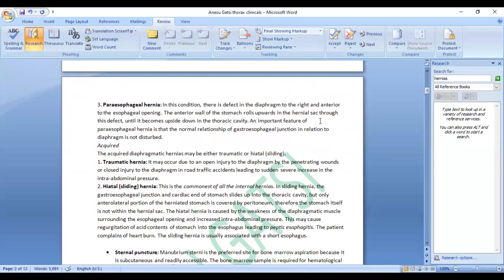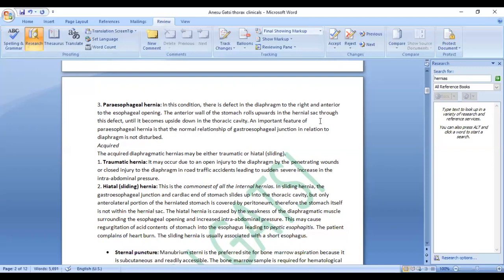Then you have what is known as sliding hernia or hiatal hernia. This is the most common internal hernia. In sliding hernia, the gastroesophageal junction and the cardiac end of the stomach slide up into your thoracic cavity.